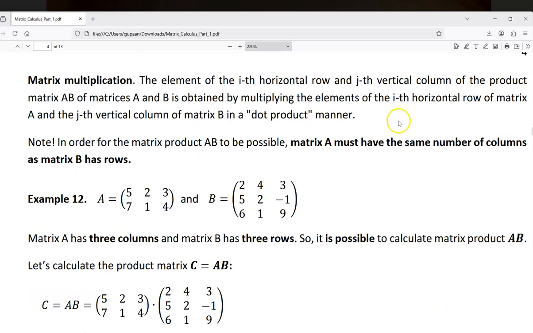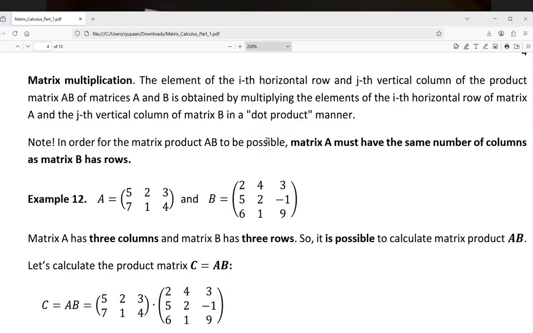But then the matrix multiplication. All the rules to this point have been, in my opinion, very simple and logical. You probably would have invented the same rules if you had to invent matrix calculus by yourself. But this matrix multiplication is a different one.